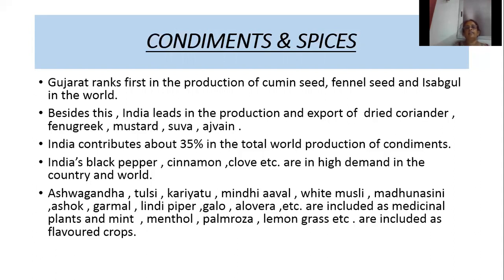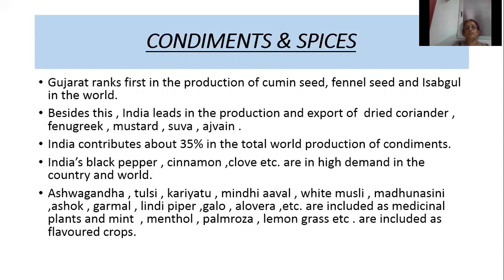So which state ranks first in the production of condiments and spices? Gujarat. Gujarat ranks first in the production of which condiments and spices? Cumin seed, fennel seed, and isabgol. And in the production of which condiments does India rank first in the world? Dried coriander, fenugreek, mustard, suva, and ajwain.